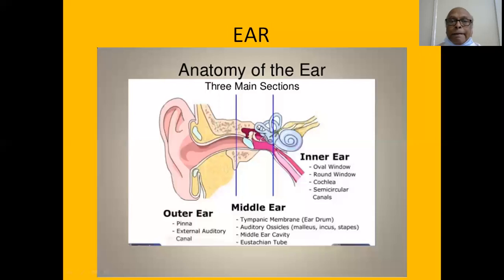As far as the study of the anatomy of the ear is concerned, for convenience's sake, we divide the ear into three portions: the external ear, middle ear, and inner ear. As you can see, these are the divisions.